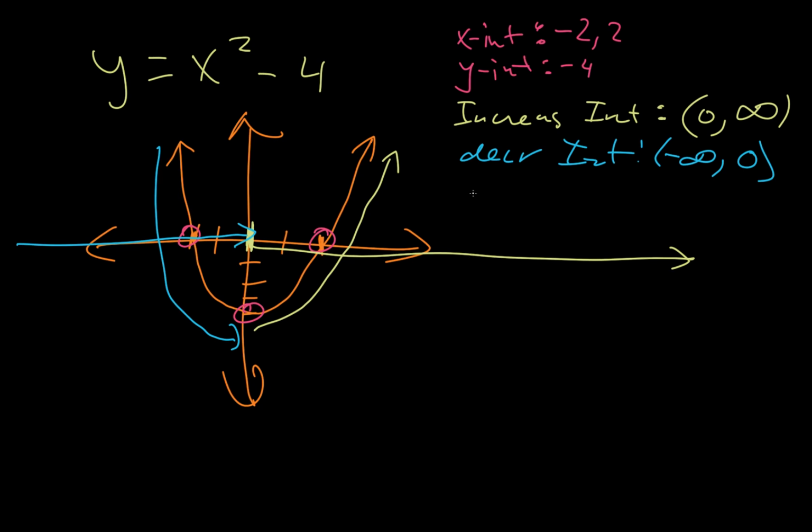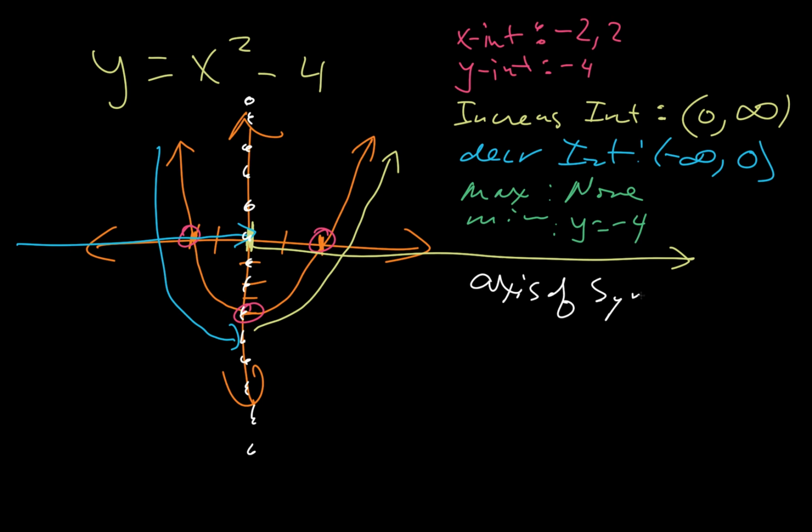Now we need to do a maxima or a min, so I'm just going to say max or min. So since we go down and then come back up, we have a min, and we just write the y value, so y equals -4. And so for the max, I'm just going to say none, because there is no maxima. Okay, now it wants to know the axis of symmetry, so it just wants to know the x value of the vertex. That's always going to be our answer on this one. So the axis of symmetry is x equals 0.